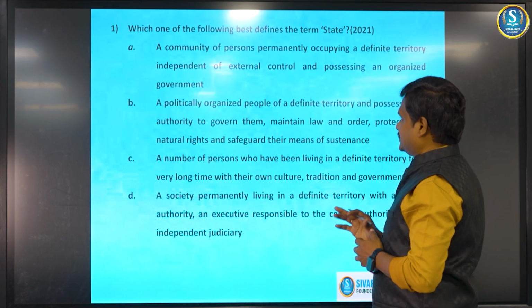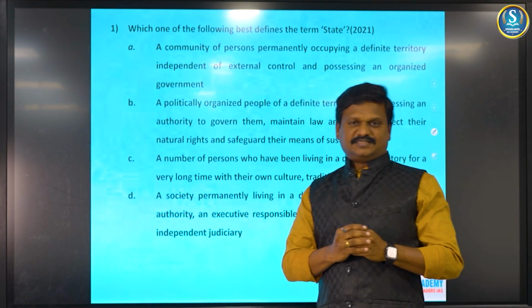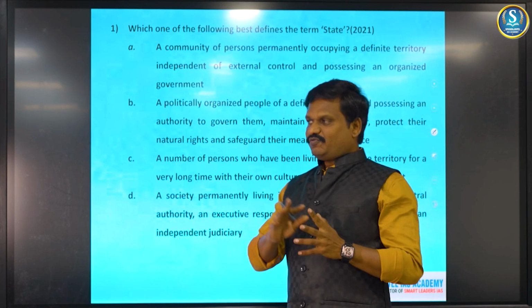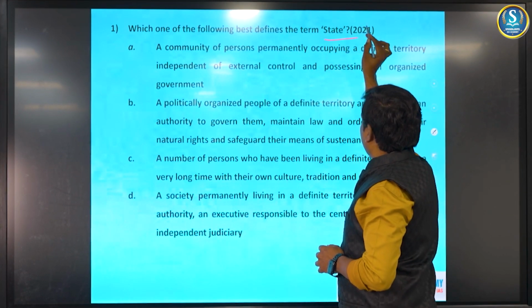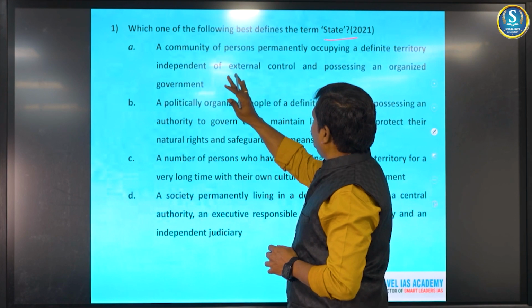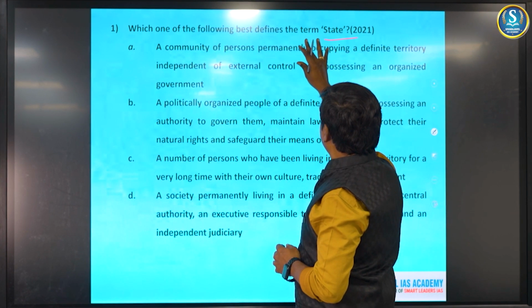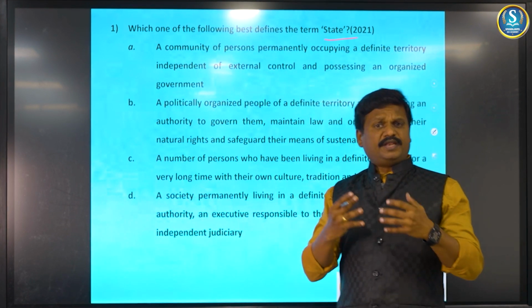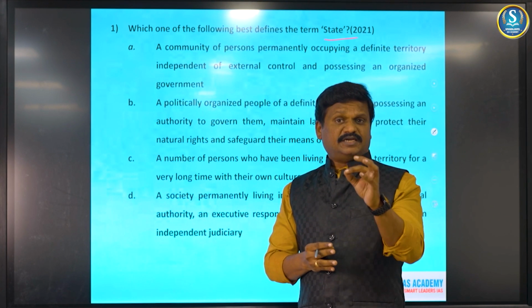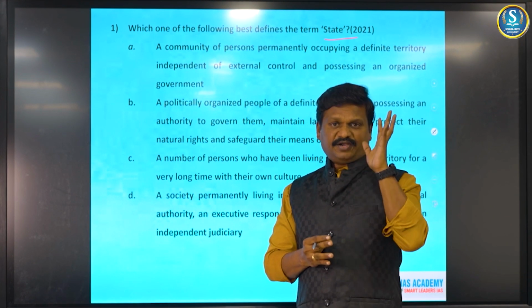Come to the first question. See, this question is testing the concept clarity. The question is on the definition of state. The question says which best defines the term state, which means that there are many definitions of state, but the best definition of state you have to identify.